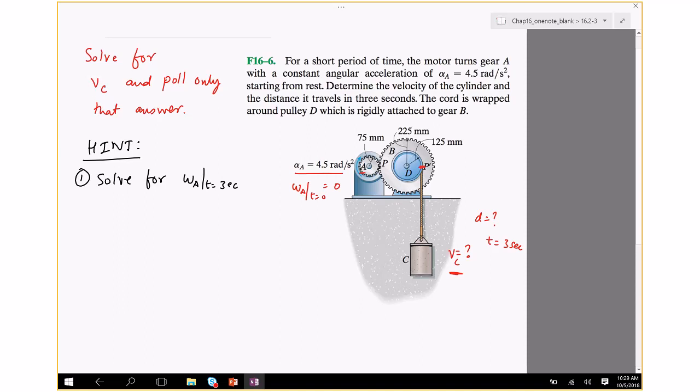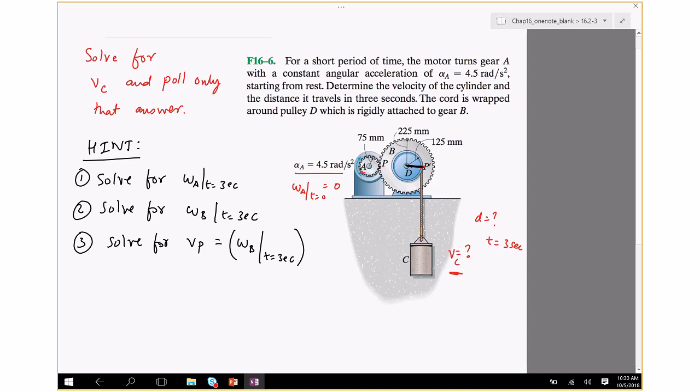Okay, solve for omega A at t equals 3 seconds. Then solve for omega B at t equals 3 seconds. It's essentially the same procedure I used for the previous problem. And then solve for VP, which will be simply omega B at t equals 3 seconds times the radius of this pulley, the radius of the inner cylinder, so 0.125. I wrote down the formula for you for the third part. Your goal is to find this, and post only the answer for velocity of C, since VP is VC.